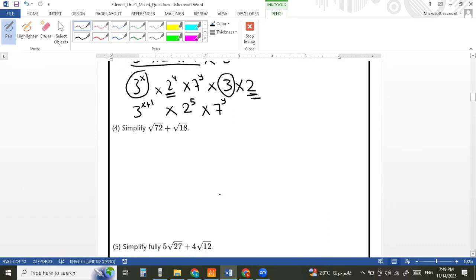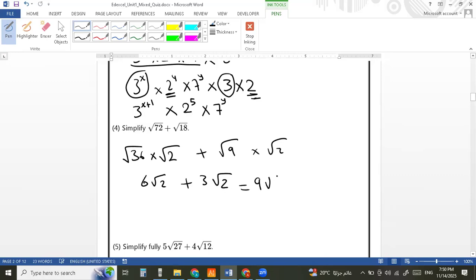Simplify. Some of you wrote the final answer using the calculator. You can use the calculator to help you, I don't mind it, but you should know how to write the steps. Square root of 72 is root of 36 times root of 2, plus this is root of 9 times root of 2. So this is 6 root of 2 plus 3 root of 2 equals 9 root of 2.